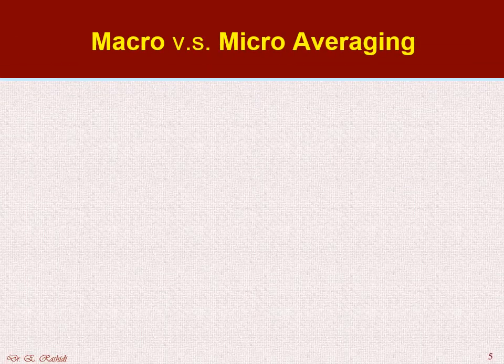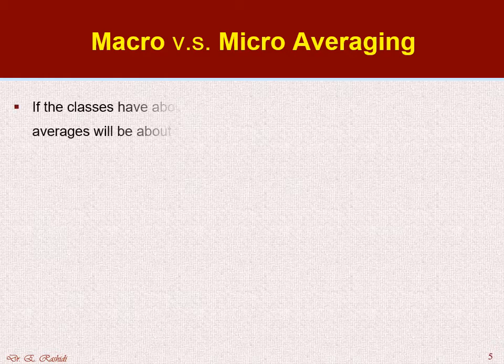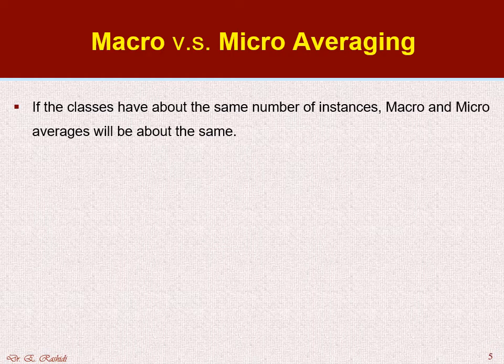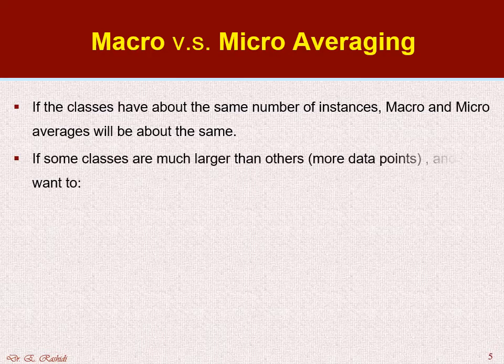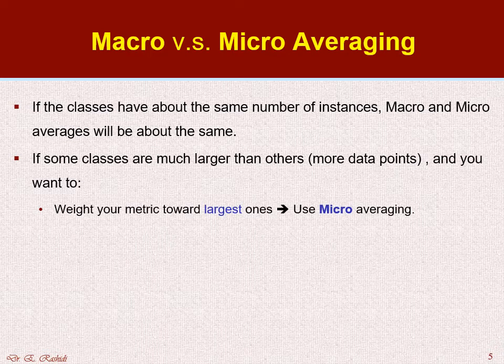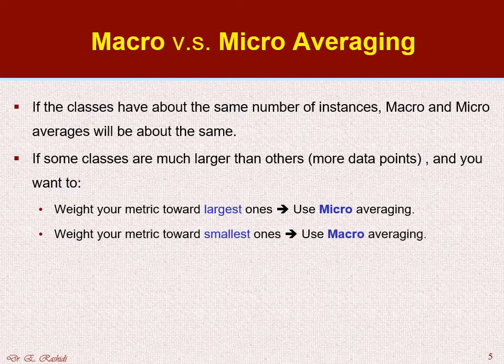Let's see how macro-averaging and micro-averaging are different and when we should use which one. If the classes have about the same number of instances in your problem, macro and micro averages will be almost the same. On the other hand, if in your data sets some of your classes are much larger than others, that means there are more instances of particular classes, and if you want to weight your metric toward the largest class, then use micro-averaging. If you want to weight your metric toward the smallest ones, then use macro-averaging.